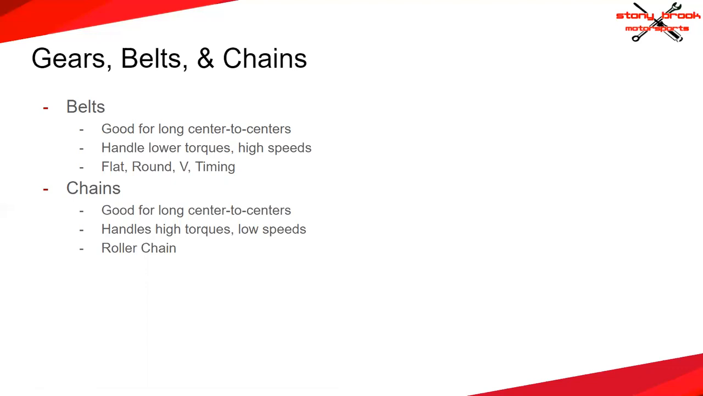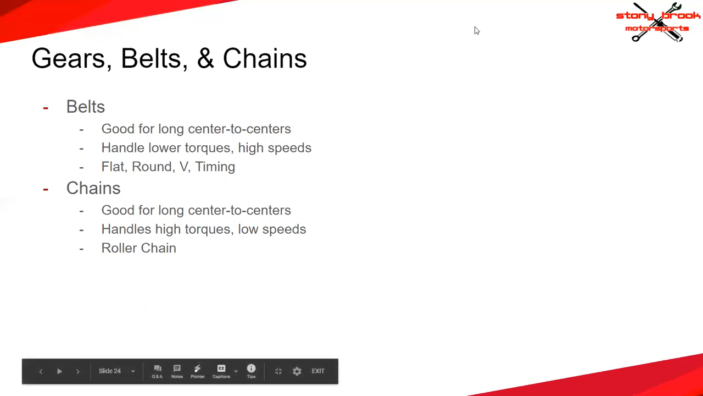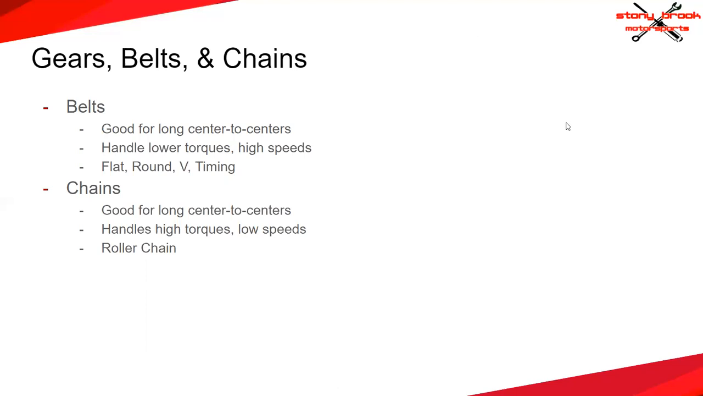Examples of belts are flat belts, round belts, V-belts, timing belts. I'll show these in a bit. Chains, a lot of you are probably more familiar with, especially if you have a bike. That's really what gives you power from the pedals to the bike wheels. Chains are also good with long center-to-centers, and because they're metal, they handle higher torques, but because of how they're constructed, they're not the best with high speeds, and generally you want to keep the speed low.